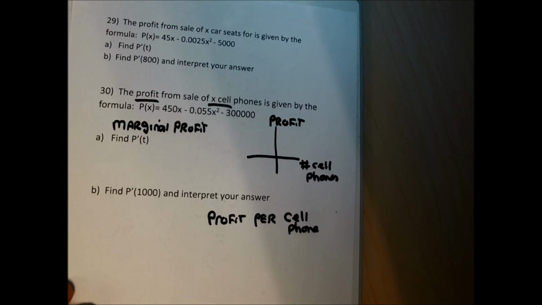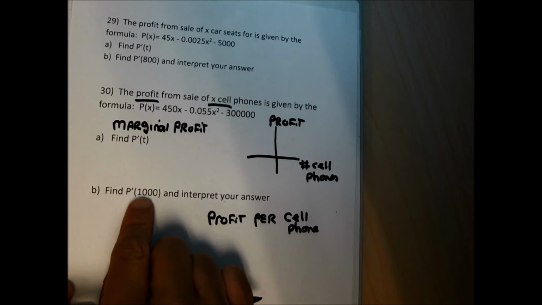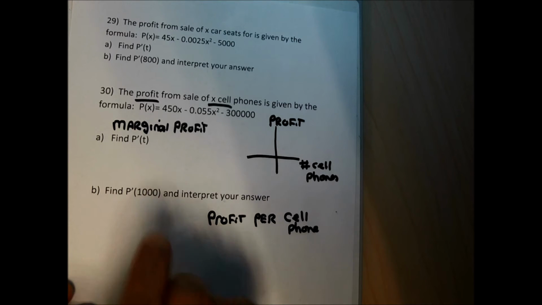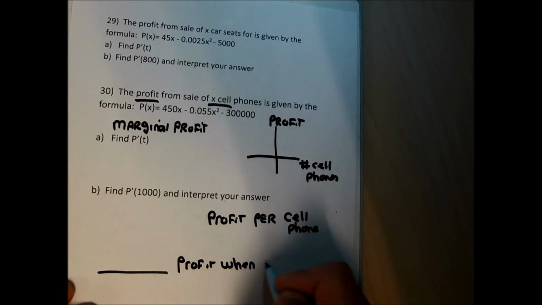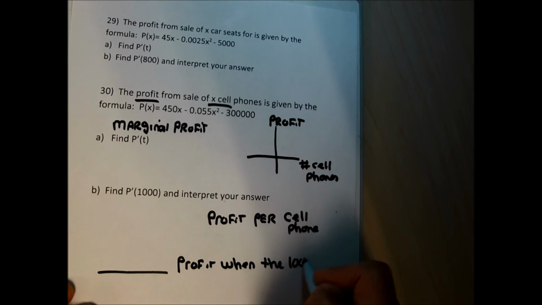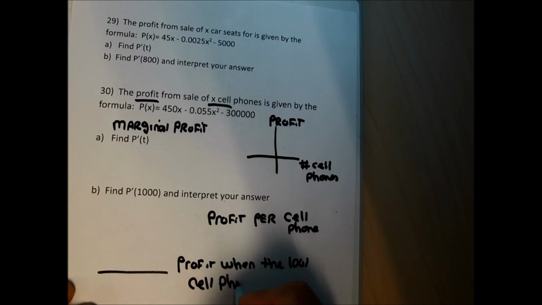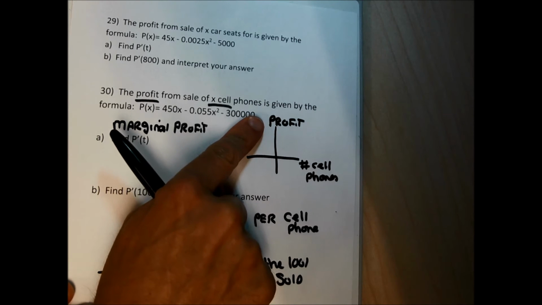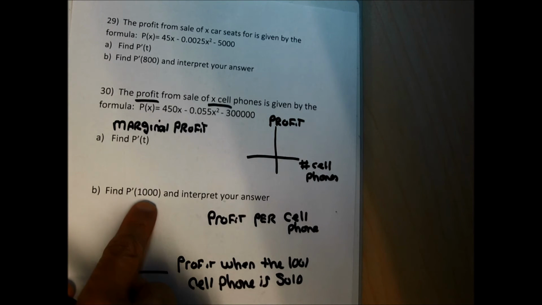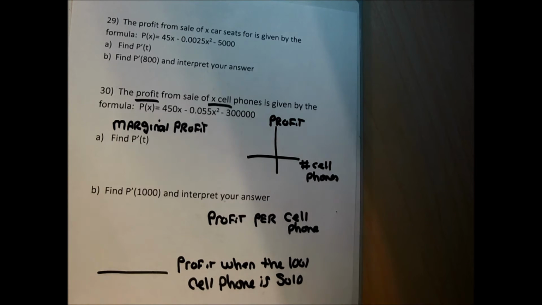And it's going to estimate the profit when I sell the next cell phone. So p prime of 1,000 is going to estimate the profit for selling the 1,001st cell phone. So my best answer to part B in words is, I'm going to estimate the profit when the 1,001st cell phone is sold, because it's giving me the profit per cell phone. When 1,000 cell phones are sold, that's going to give me the profit of the 1,001st cell phone.